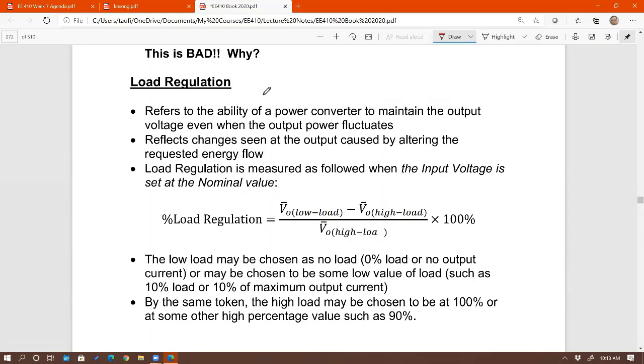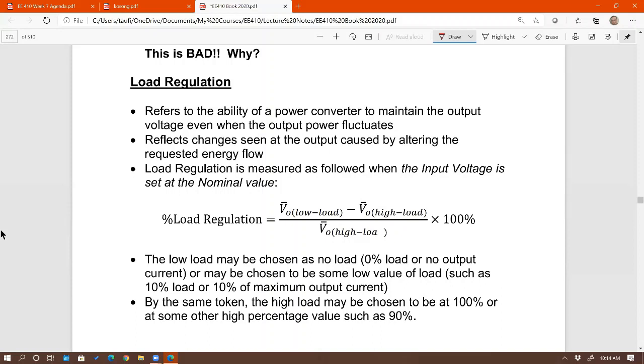Now let's move on to load regulation. Now, in the previous test, you are changing the input voltage, right? And again, output voltage needs to be maintained at a certain value, constant value. Another test would be, what if I keep the input voltage the same? Let's say nominal value, right? Keep the input voltage the same. However, what I'm going to change now is the output current, is the energy demanded by the load.